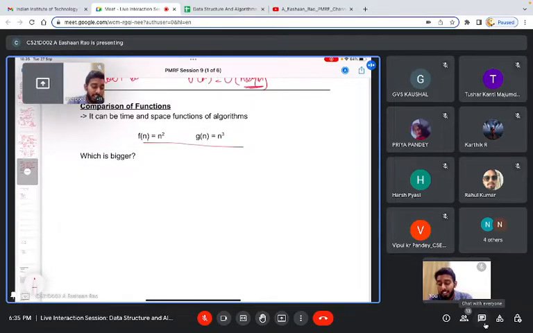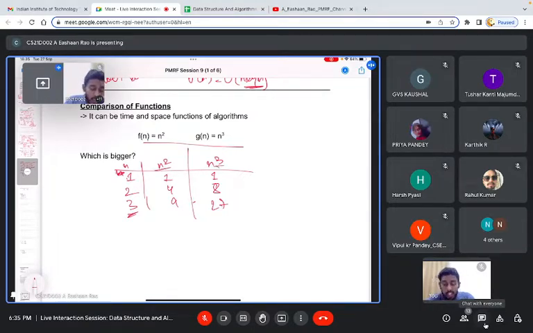If we take f(n) equal to n square and g(n) equal to n cube, one way we can do it is to just put in values for n square and n cube. If I put 1, it will be 1 and 1. If I put 2, it will be 4 and 8. If I put 3, it will be 9 and 27. So you can see that as the input value increases, the distance between these two functions keeps increasing. So that is one way of looking at it: you substitute some values.